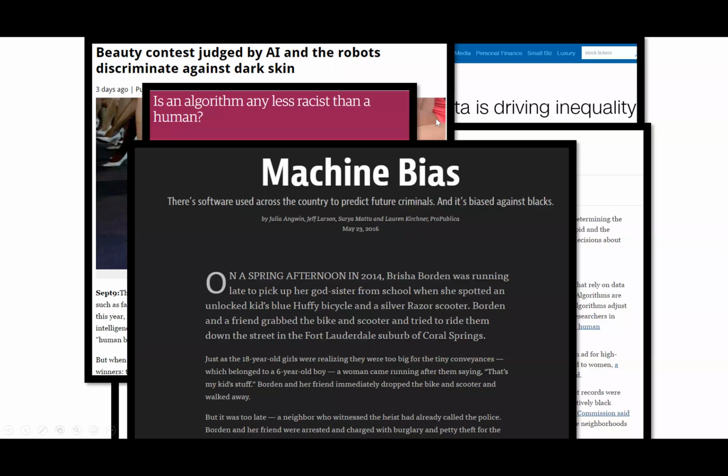And this last article here, with the headline "Machine Bias," was an article in ProPublica that actually serves as a good case study to think about some of the complexities in this area. So let me walk you through a slightly simplified cartoon version of what this article is about.